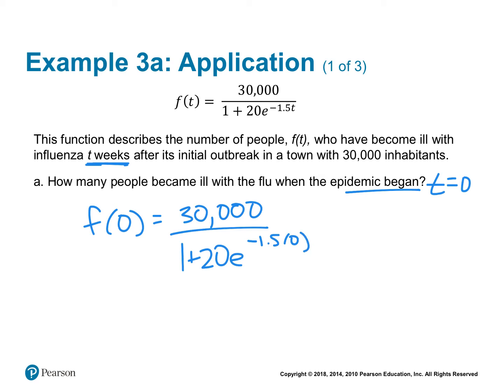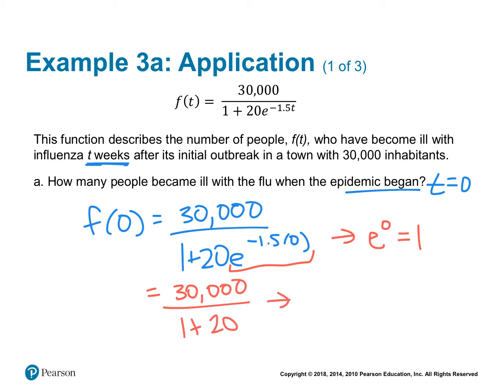And then simplify. So this is going to give us 30,000 over 1 plus, now look at this piece right here. So negative 1.5 times 0 would leave us with e to the 0. Anything to the 0 equals 1. So now we just have 20 times 1, which is just 20. So we'll simplify that. 30,000 divided by 21 is about 1,429 people when it began.